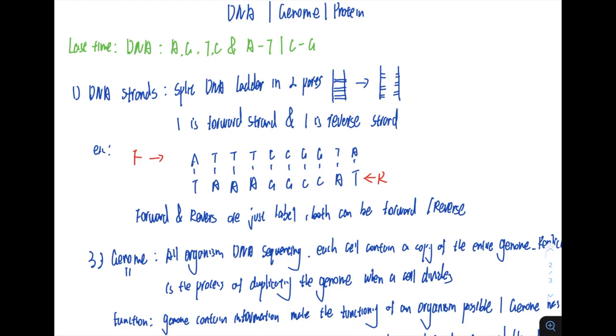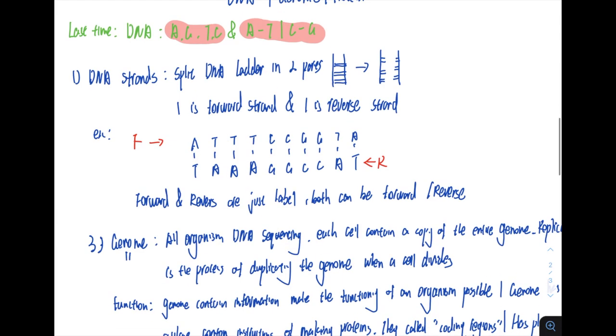So last time we talked about DNA and RNA. Just a quick review. DNA contains A, G, T, and C. And A always corresponds with T, and C has to correspond with G. Now we will study DNA in detail, and also we're going to talk about genome and protein.